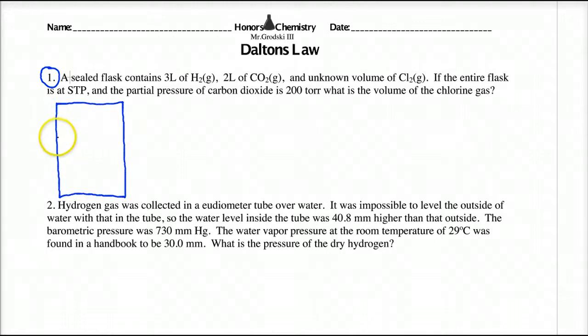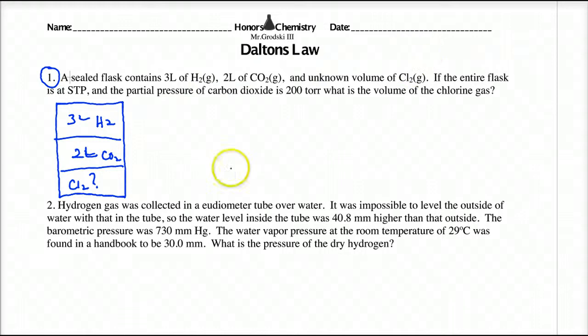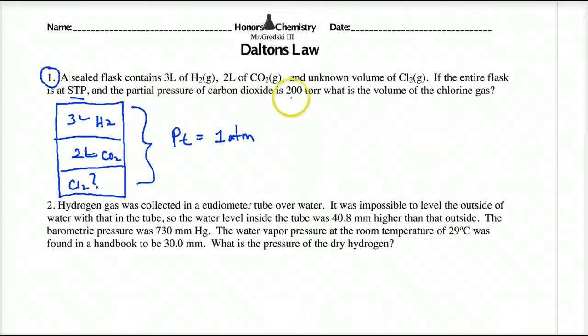I've got 3 liters of hydrogen, 2 liters of CO2, and an unknown volume of Cl2. This should be an L. Okay. The entire flask is at STP. So that means your total pressure is equal to 1 atmosphere or 760 torr. It doesn't really matter. Okay. The partial pressure of the carbon dioxide is 200 torr. Since they're giving me that in torr, I'm going to use 760 torr as my total.